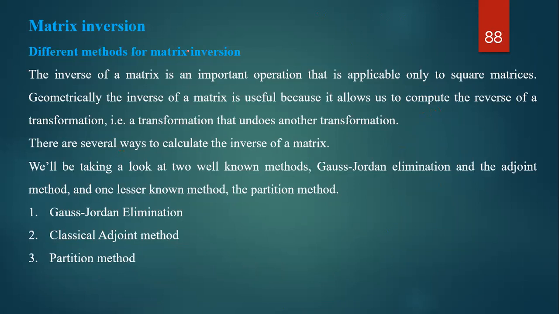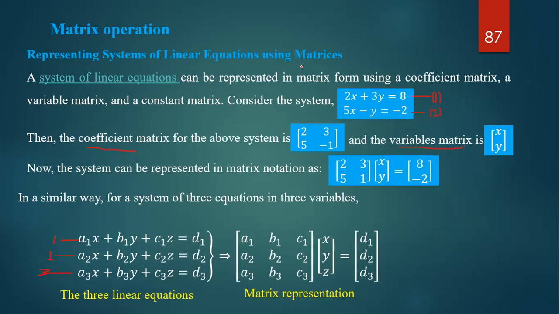There are different methods for matrix inversion. Inverting this matrix is a very important thing. We have to invert the A matrix, because in order to get these variables x and y, or x, y, z, we must invert it. This is in the form A x equals B.